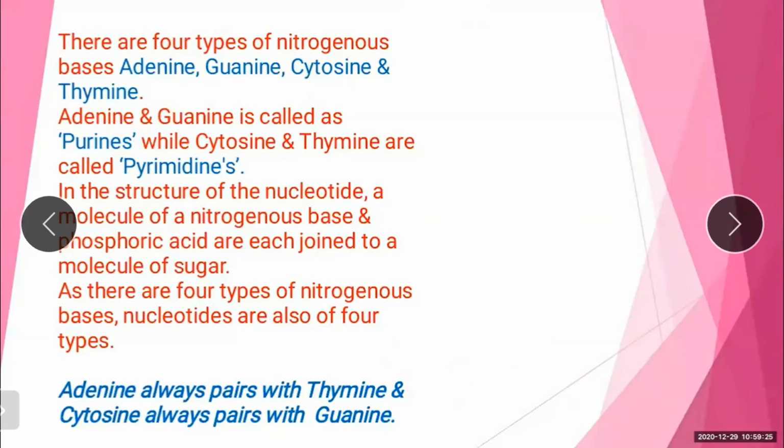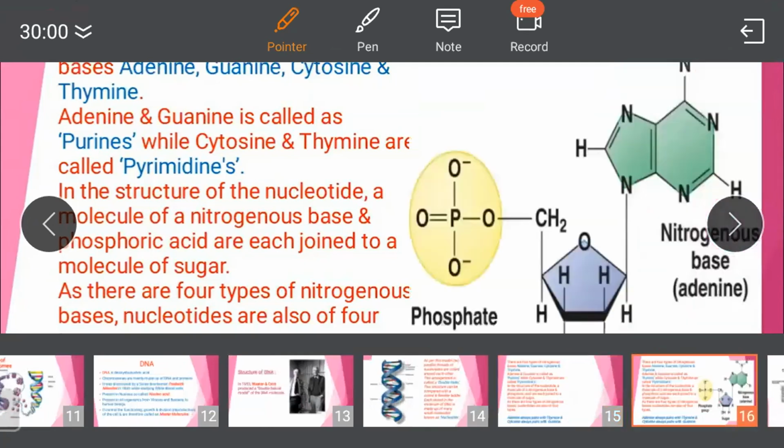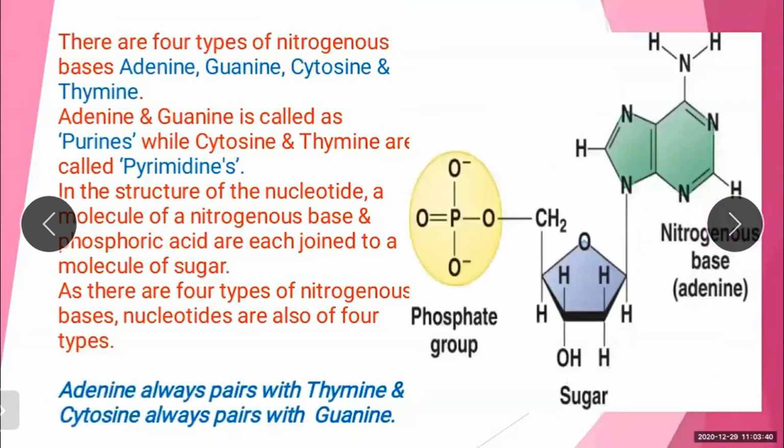Here in the structure of a nucleotide, a molecule of a nitrogenous base and phosphoric acid are each joined to a molecule of a sugar. As there are four types of nitrogenous bases, nucleotides are also of four types. Here see, this is a nitrogenous base, this is a sugar, and this is a phosphate group.